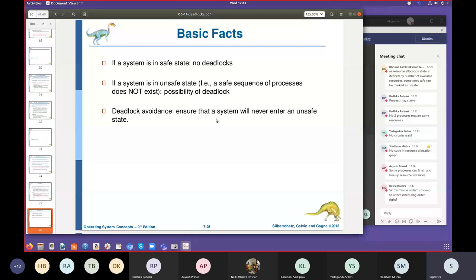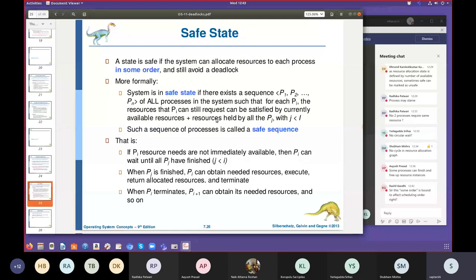Okay, Rashil has a question. Sir, this sum order is bound... Okay, this sum order means, yes, this one is bound to affect scheduling order, right? Yes, but what's the point?